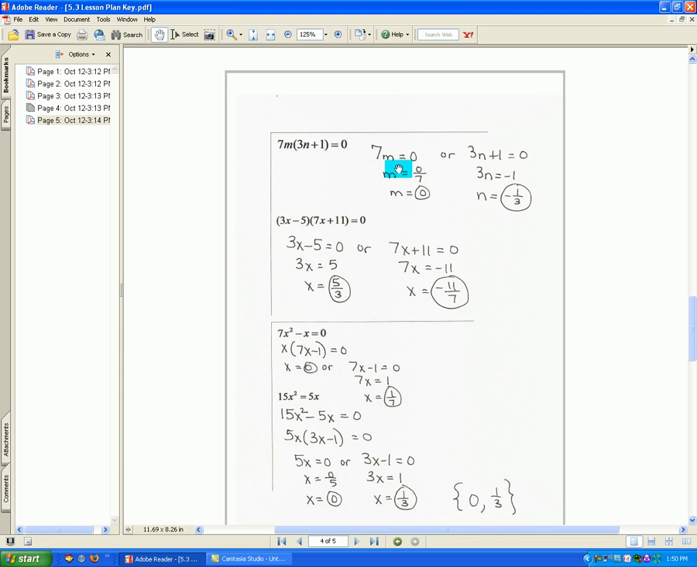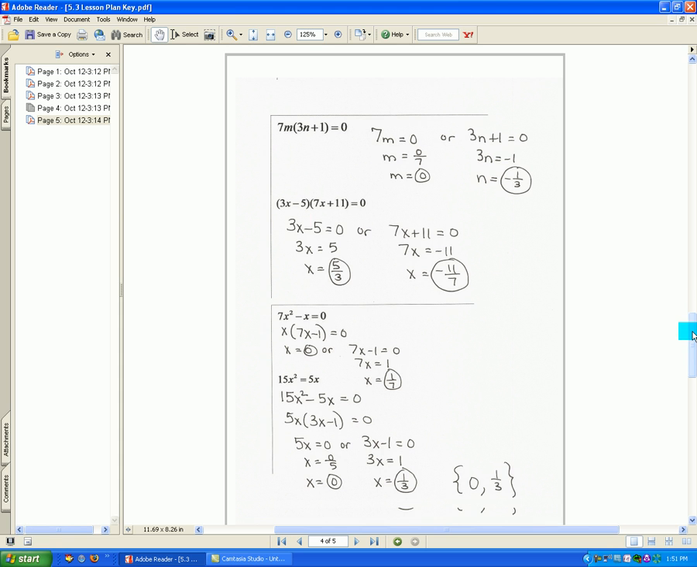In this first case, when we divide by 7, 0 divided by 7 gives me the answer m equals 0. Here, we subtract 1 from both sides and divide by 3, giving me the answer n equals negative 1/3. All right, two factors are multiplied together to give me the answer 0. The only way that can happen is if the first factor is 0 or the second factor is 0.